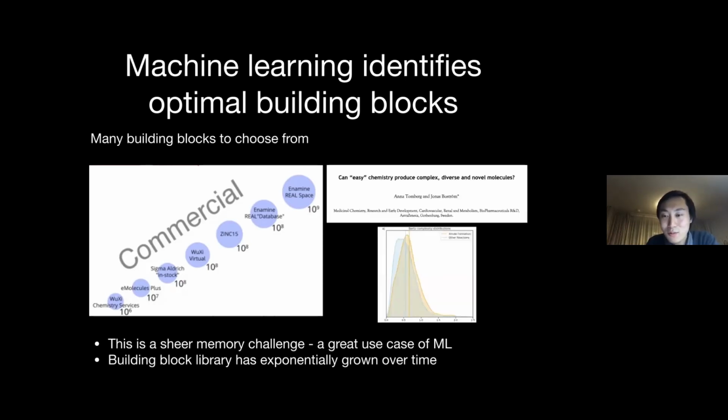And there's a recent paper by an AstraZeneca group showing that actually your simple amide coupling with sufficiently complex building blocks can already produce really complex, diverse, and new molecules. Again, showing that we are always bemoaning how chemistry is constraining drug discovery, which is obviously true.